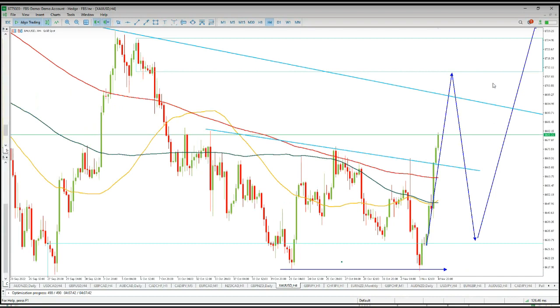Or let me say, 1712 or somewhere around 1710. 1710, 1712 is one of the areas that you will be looking out for right about now. So that's for gold.